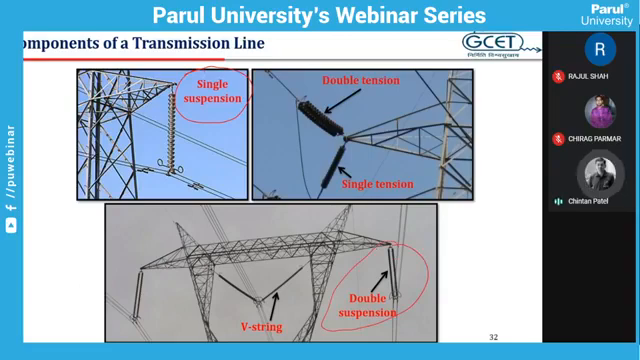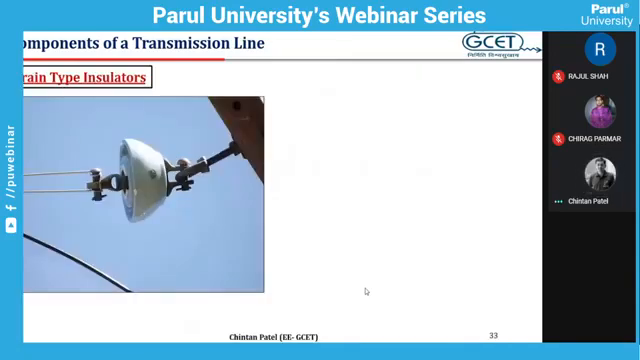This is double suspension, then single tension, double tension, and this is the V string. Two insulator strings are connected to hold the conductor, and it is forming the V shape. So it is known as the V string suspension insulator. So there are a total of 5 types of insulator strings used in overhead transmission lines.